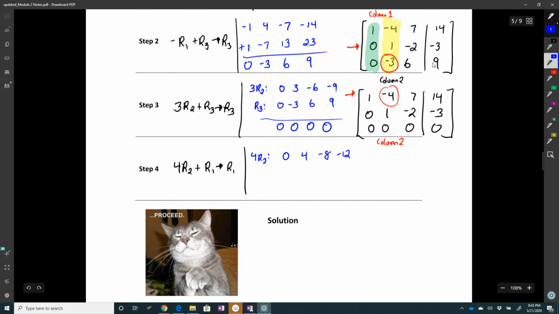And then row 1, sorry, my hand's right in the way of the note, so I have to keep picking up my hand every time I want to look at the matrix.